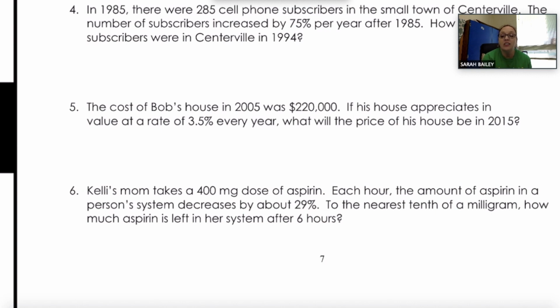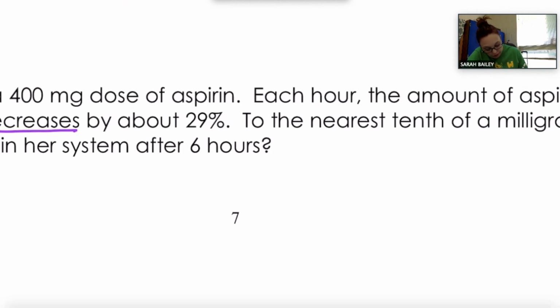It says, Kelly's mom takes a 400 milligram dose of aspirin. Each hour, the amount of aspirin in a person's system decreases by about 29%. So I'm going to underline the word decreases. To the nearest tenth of a milligram, how much aspirin is left in her system after 6 hours? So first, this one's going to be exponential decay. I'm going to write that down over here.